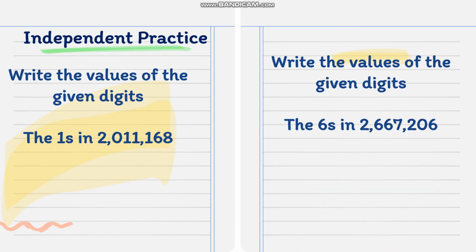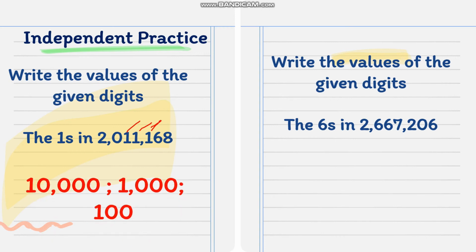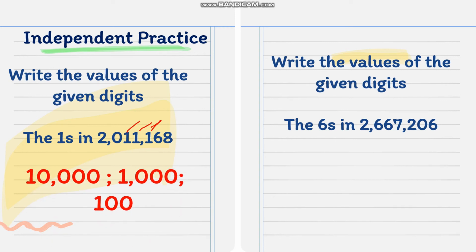Write the values of the given digit, the 1s. So there are 3 ones here. The first 1 is in the 10,000s place. So 1 multiplied by 10,000 is 10,000. 1 multiplied by 1,000 is 1,000. And 1 multiplied by 100 is equivalent to 100. So those are the values of those given digits.